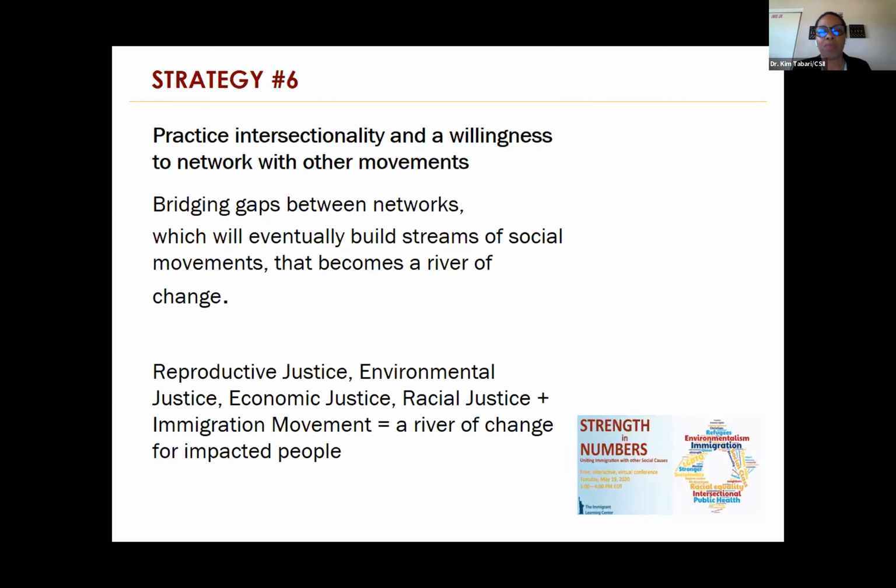And lastly, as we've been talking about, really practicing intersectionality and a willingness to network with other movements. So bridging gaps between networks, which will eventually build streams of social movements that become a river of change. So whether we're talking about the reproductive justice movement, the environmental justice movement, the economic justice movement, racial justice, immigrant movement, all of that would equal a river of change for impacted people.